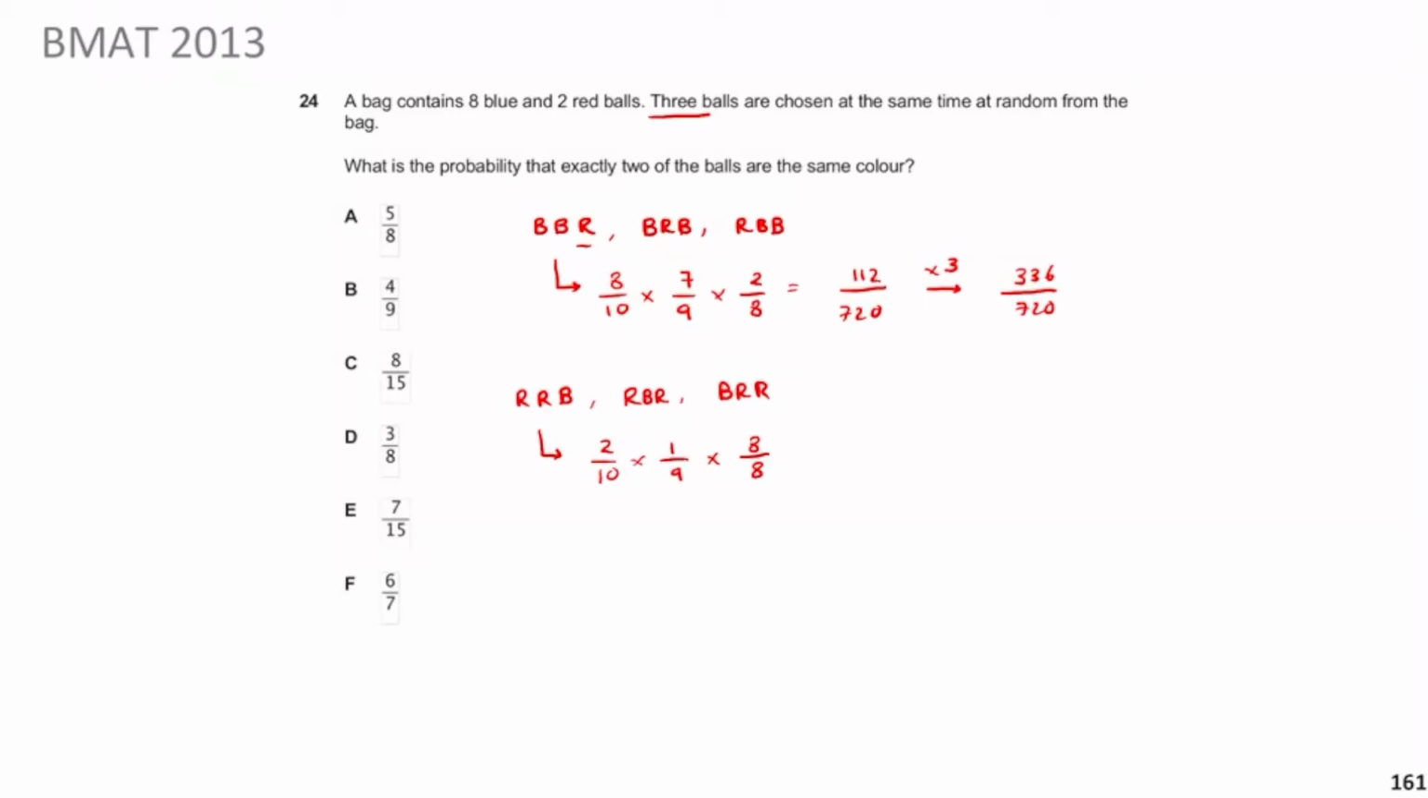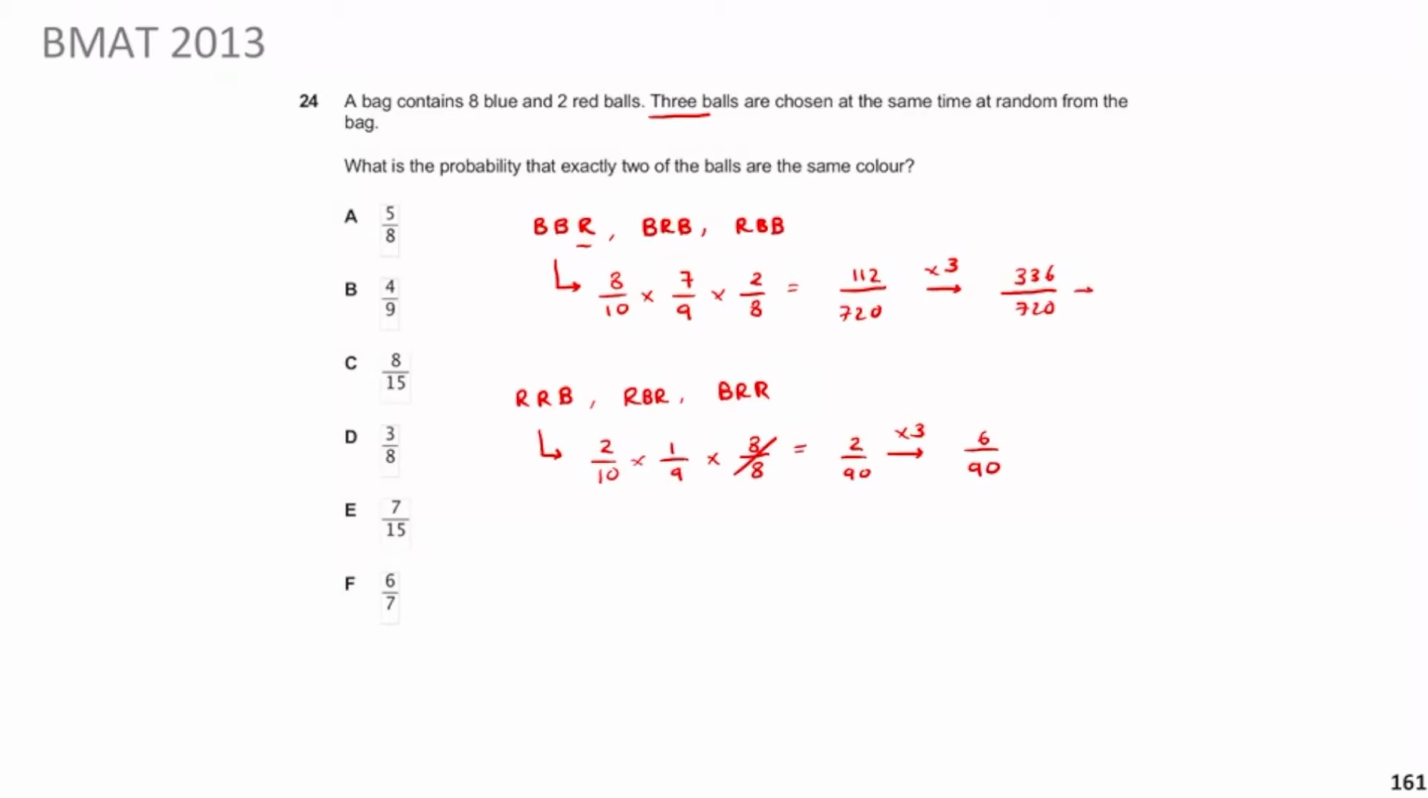Therefore, what we're left with here, guys, is that the 1 you can cancel out, so it's 2 out of 90. And again, 3 ways of getting that, so times that by 3. And that's going to give me 6 out of 90. And then basically we just need to add those together.